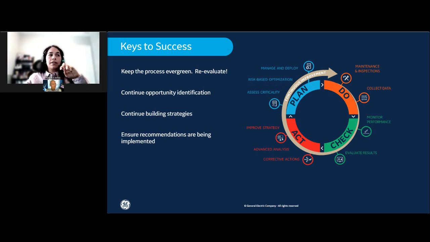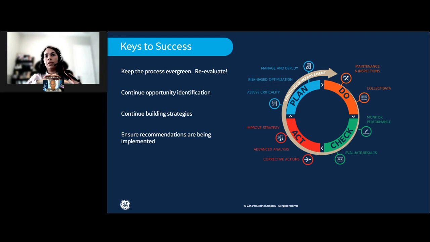And the last key to success is to ensure recommendations are being implemented. Sometimes in this process, people only finish with the recommendation, but I see sometimes that it's not being implemented. It's important to implement the program, the asset strategy program, the maintenance program, in your CMMS or EAM.